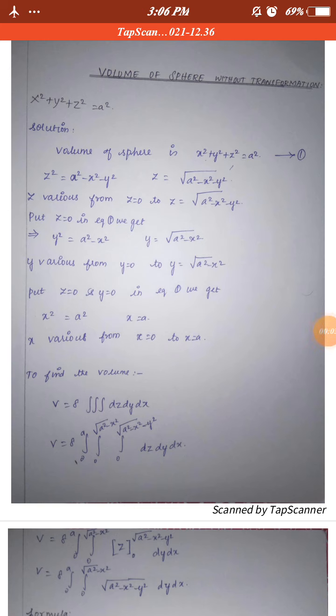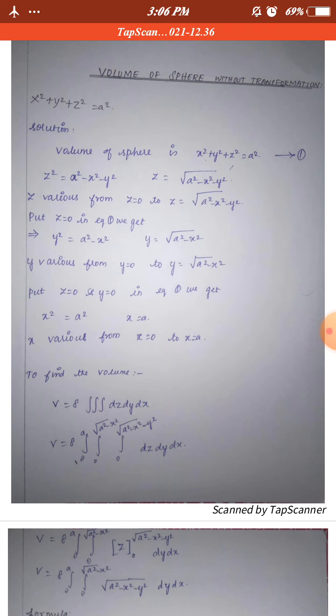Hi guys, now I'm here to explain a problem which deals with integrals: finding the volume of a sphere using a triple integral. We know the volume of a sphere formula is 4/3 pi r cubed, right? We are going to derive that equation.